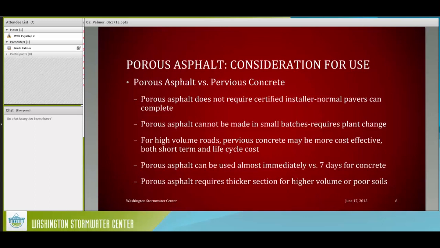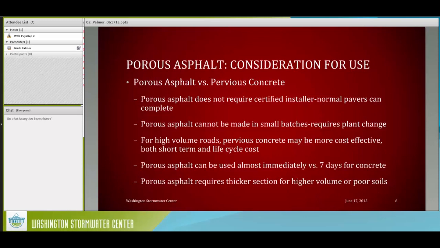As we mentioned before, for high volume roads, pervious concrete may be more cost effective, both in the short term cost and life cycle cost of the project, primarily due to the thickness of pavement required of a flexible pavement on a saturated subgrade.